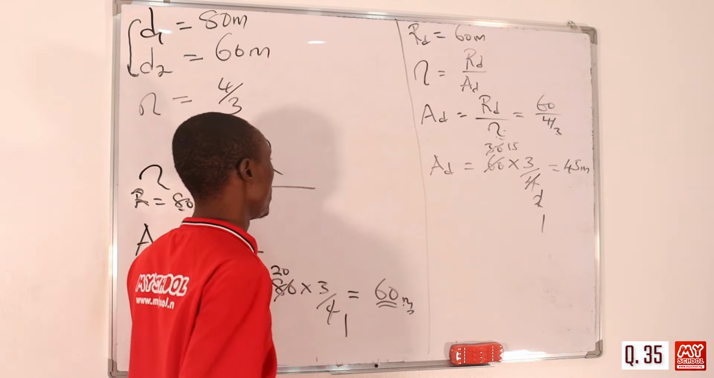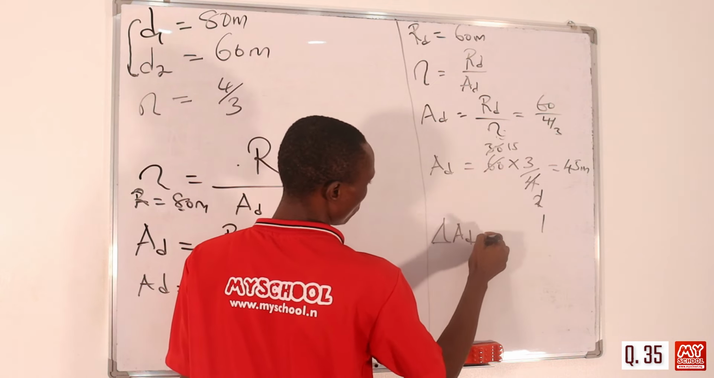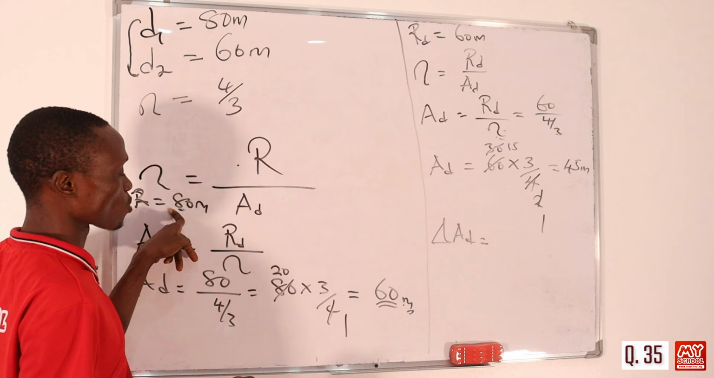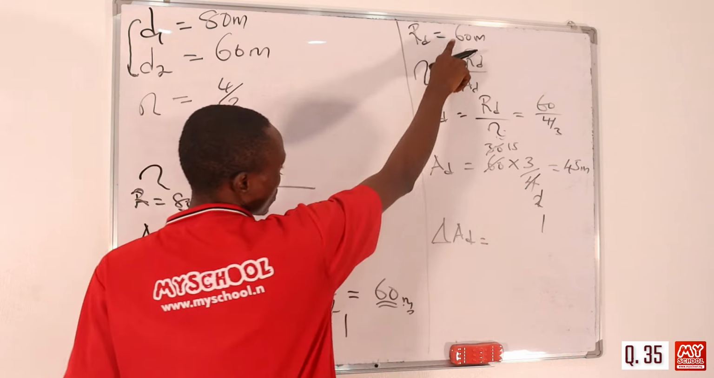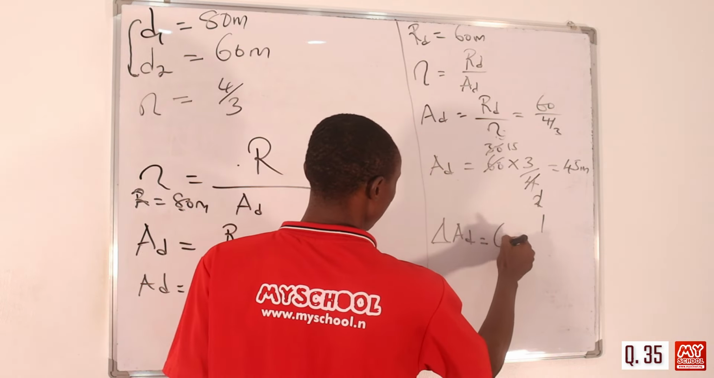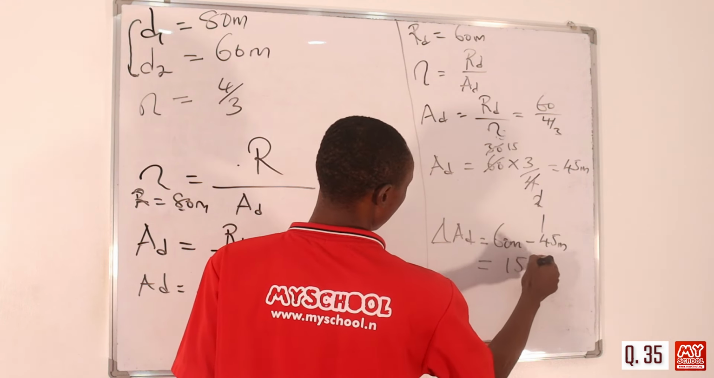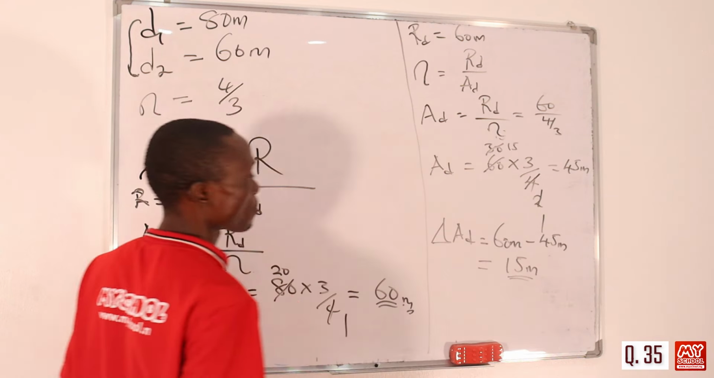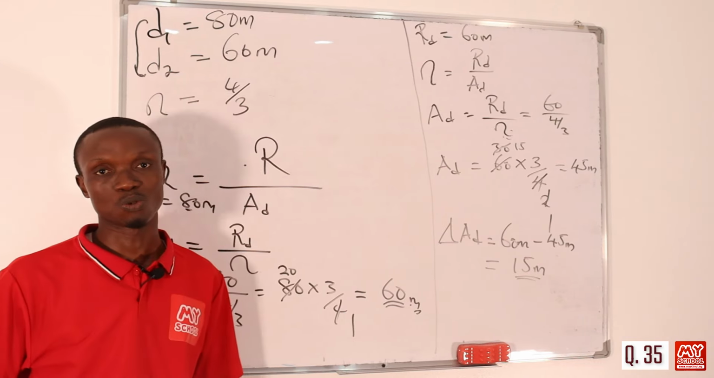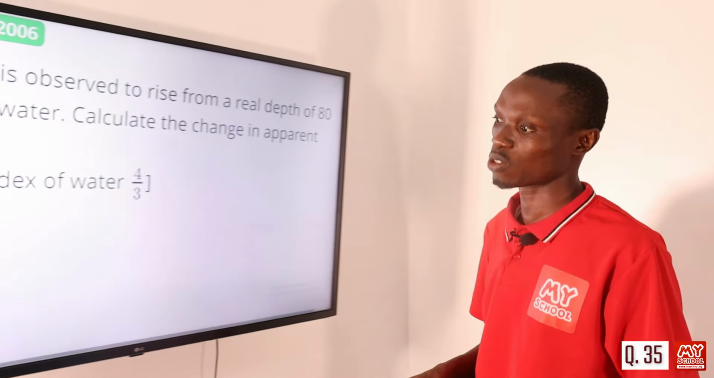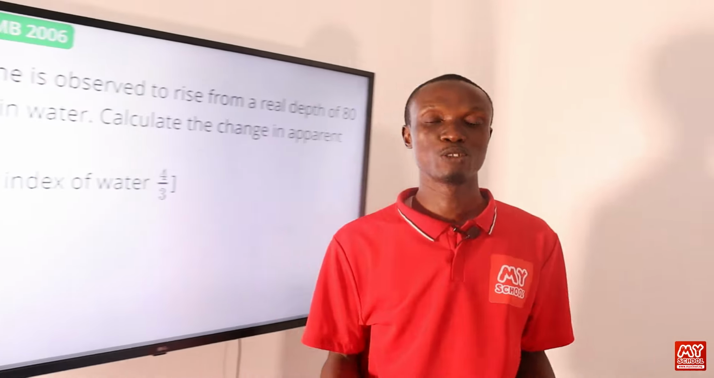In this case, we can calculate the change in apparent depth. The change in apparent depth will be equal to the apparent depth at the real depth of 80 meters, minus the apparent depth at the real depth of 60 meters. So here we'll have 60 meters minus 45 meters, and this will be equal to 15 meters. So the change in apparent depth is equal to 15 meters. Let's move over to the screen to pick the correct answer to this question, and that is option C, 15 meters.